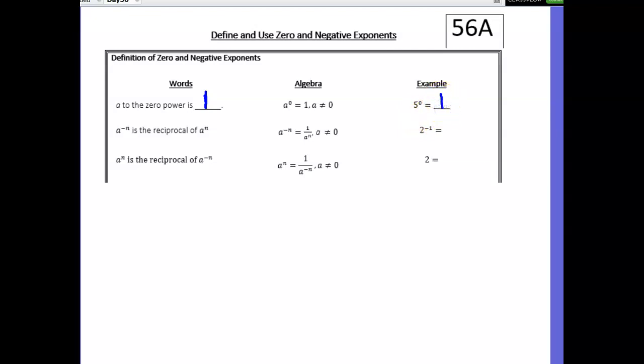All right, a to the negative n, you take the reciprocal of a to the n. So if you have a to the negative n, it's really the same as 1 over a to the n. Or in this case, 2 to the negative 1 would be the same as 1 over 2 to the positive first, or 1/2. Okay, and it works the opposite. A to the n is the reciprocal of a to the negative n. So if we had the number 2, we could think of this as being 1 over 2 to the negative 1. They would be equivalent. Okay, that'll make a little more sense when we start doing some of the examples.